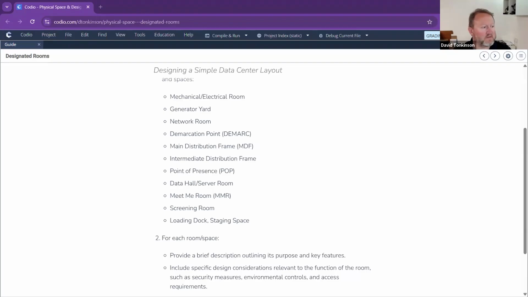As many rooms as you like. The rooms, Sunny, are basically on that list there. So ideally you want to have a mechanical room, which is where your electric comes in, a generator yard, which we know needs to be close to that, a network room, which can consist of a demarcation point, a main distribution frame, as well as potentially a POP and an MMR, meet me room, and stick some data halls in, screening room and a loading and docking bay. So as many rooms as you fancy, really. You can either knock yourself out or just put one of each in.